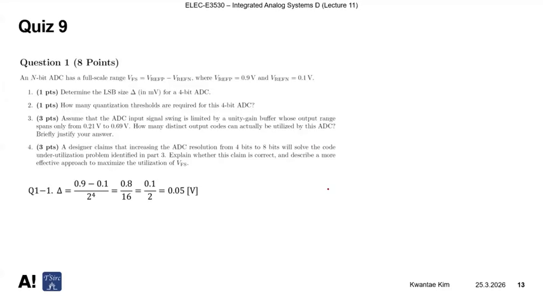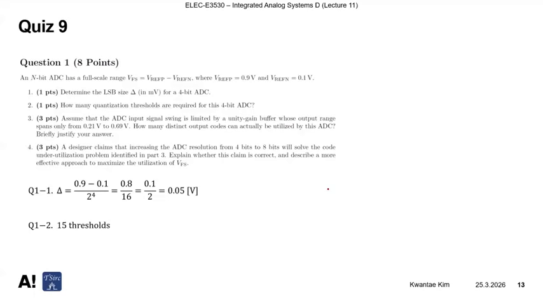The second question: how many quantization thresholds? This is also quite straightforward because we have 16 levels, 16 digital codes. To make sure this happens, we have to get 15 thresholds. Then you get 16 output codes. So remember, when we have a 1-bit ADC, if there is 1 threshold, then we get 2 output codes.